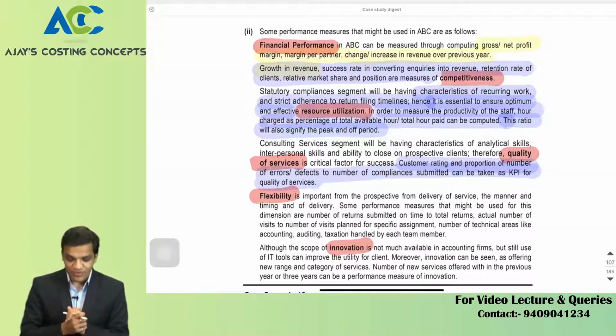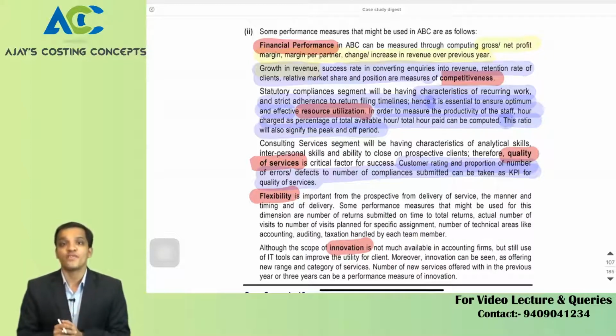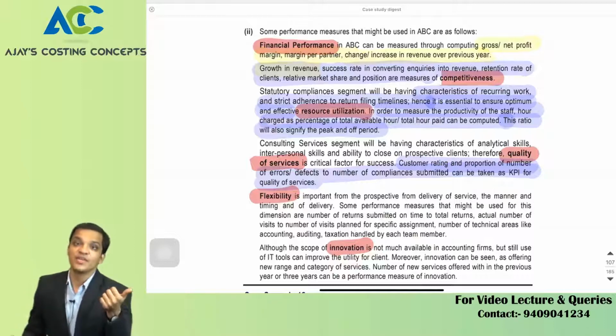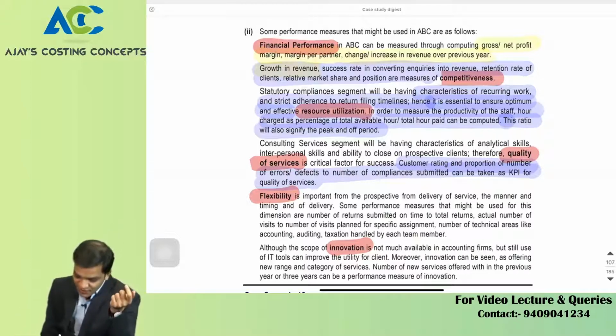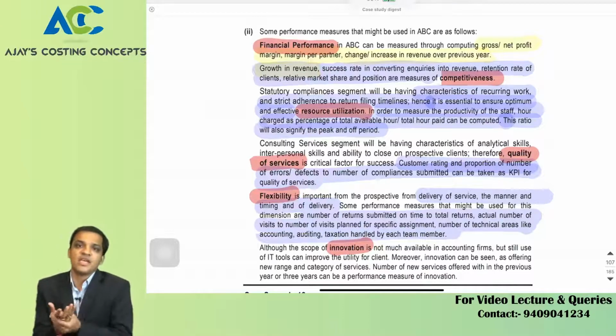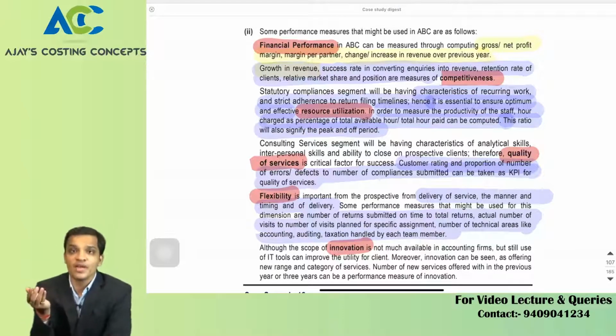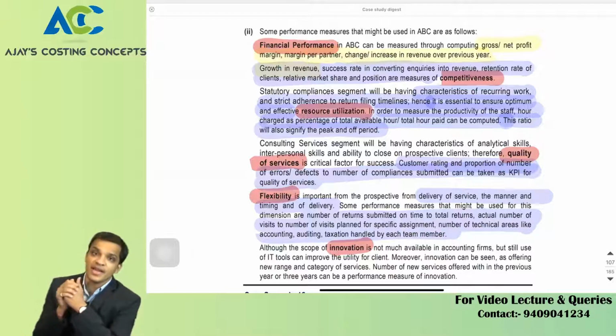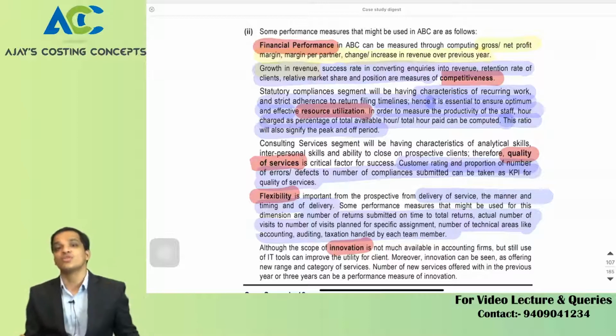When it comes to flexibility, flexibility of what? Flexibility of working, flexibility of productivity, flexibility of delivery of service, the manner and timing of the delivery, right? That might be a dimension: number of returns submitted on time against total returns, actual number of visits against planned, specific technical areas, accounting, right? So this is what the CA firm is about. How flexible you are when providing services to your client, and what are your ways to handle those clients, right?